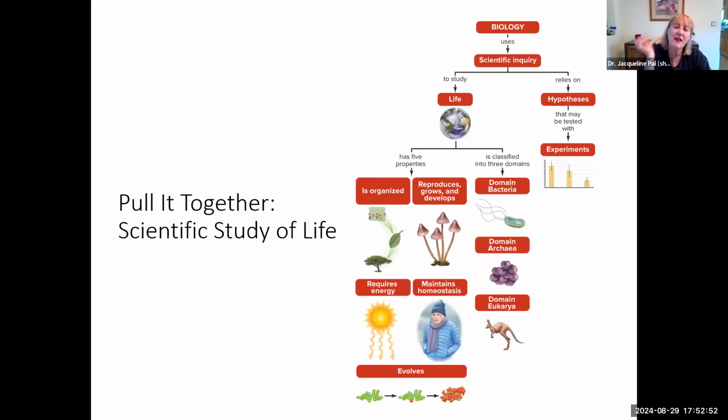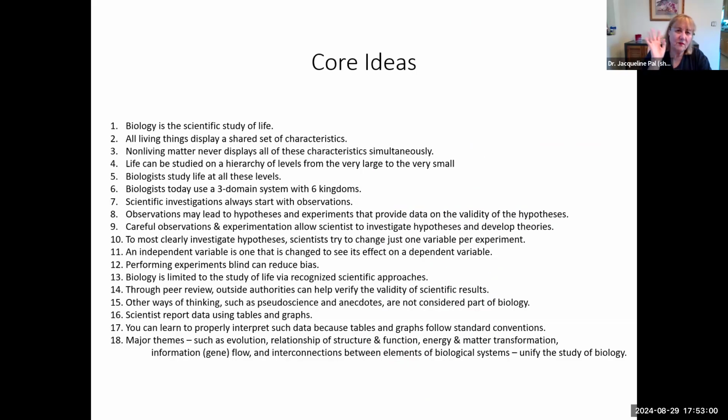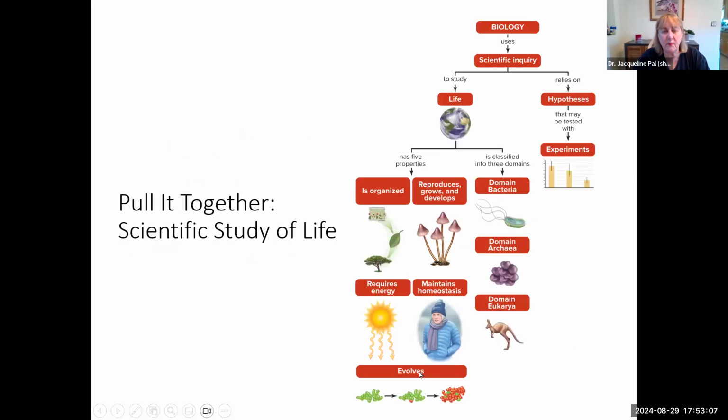Okay, so here's a short little thing where you can pull it together if you want to stop and look at it. This is a scientific study of life. And with that, we are done. And the core ideas, instead of putting them here, I have typed them up and put them for you in Canvas. I'll do that for this first section of the course.